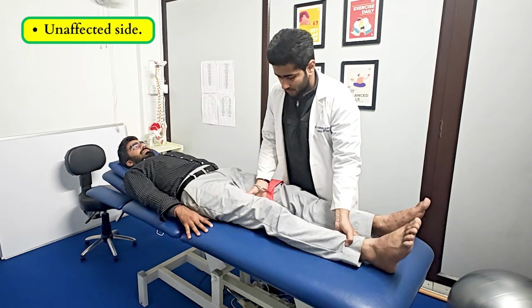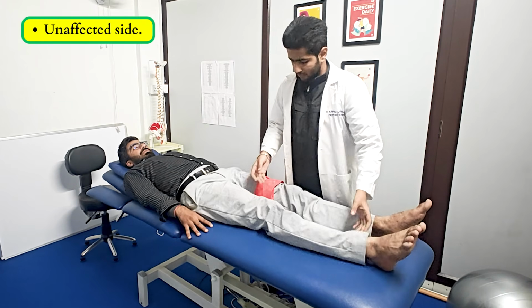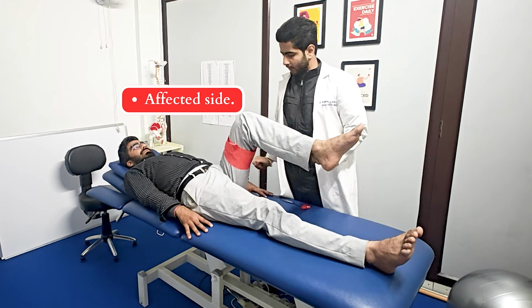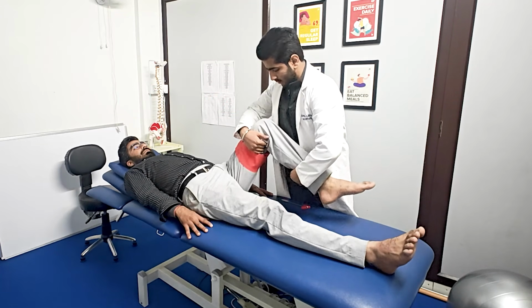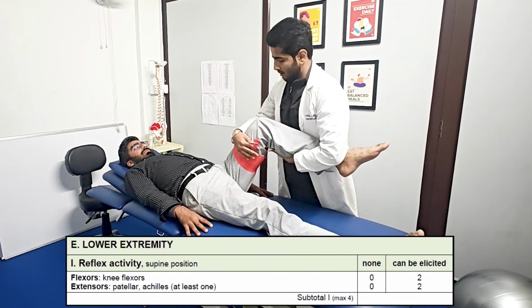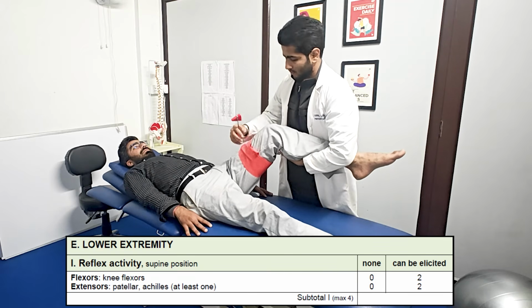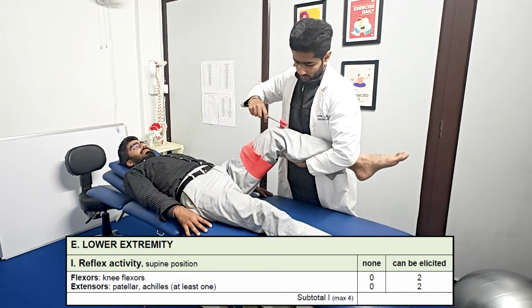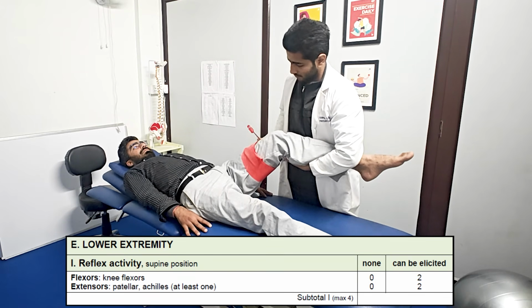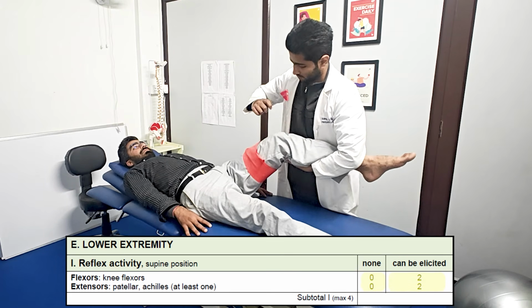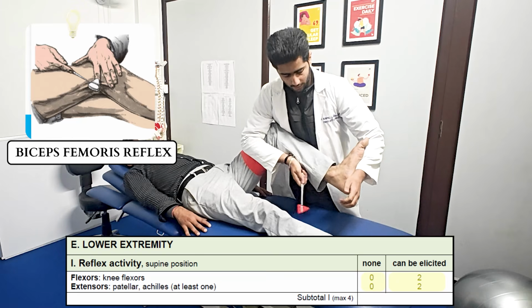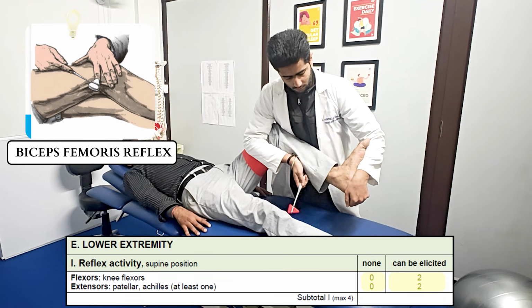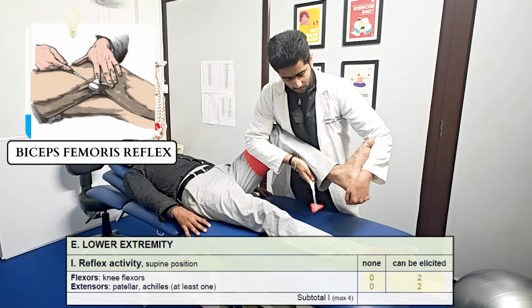So first, please note here that the right leg is taken as the normal side and the left side is the affected side. Now the first part of assessment is the reflex testing. We are going to check for the patellar tendon reflex and then the plantar reflex. And we are going to see if these deep tendon reflexes can be elicited or not, based on which scores can be noted. Also for the flexor synergy, biceps femoris reflex can also be included in testing.